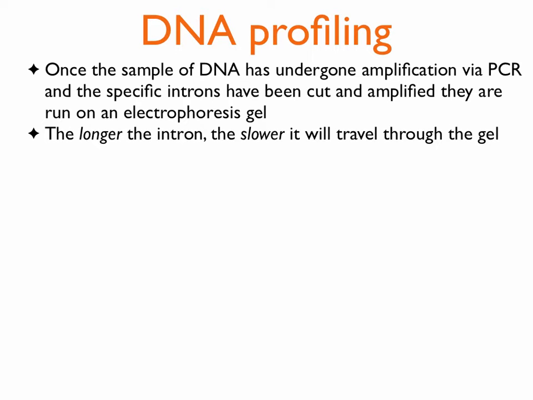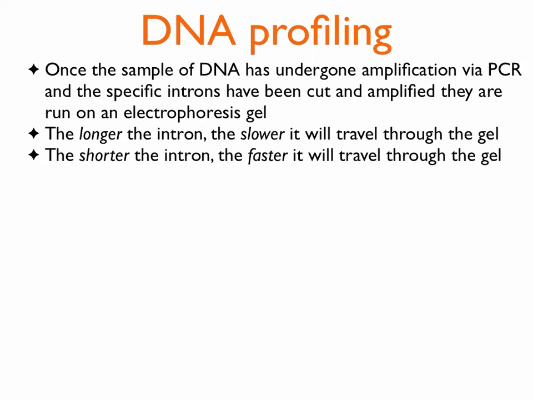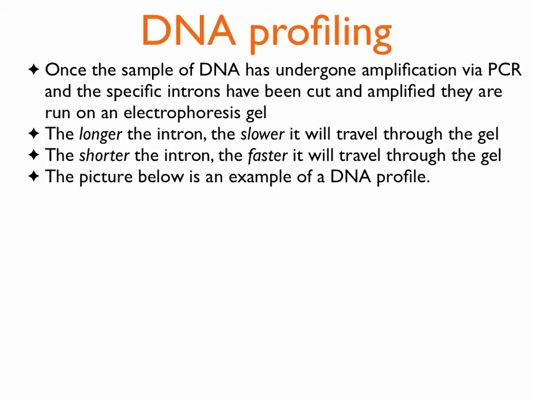The electrophoresis gel is like a little matrix at a microscopic level, so of course if you have a bigger molecule, it's harder for it to slide through the gel, so it takes longer to move toward the electrode. If the intron is shorter, it will move faster through the gel towards the electrode. And so remember now, we're going to separate sections of DNA called introns based on the length or size of that section of the DNA.